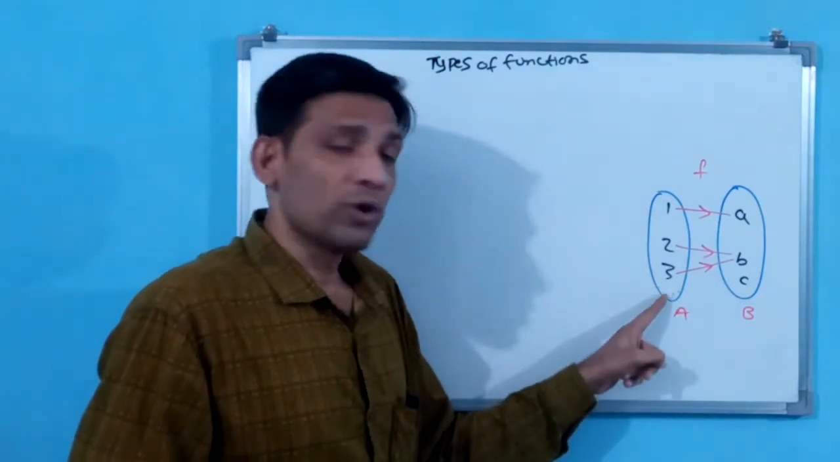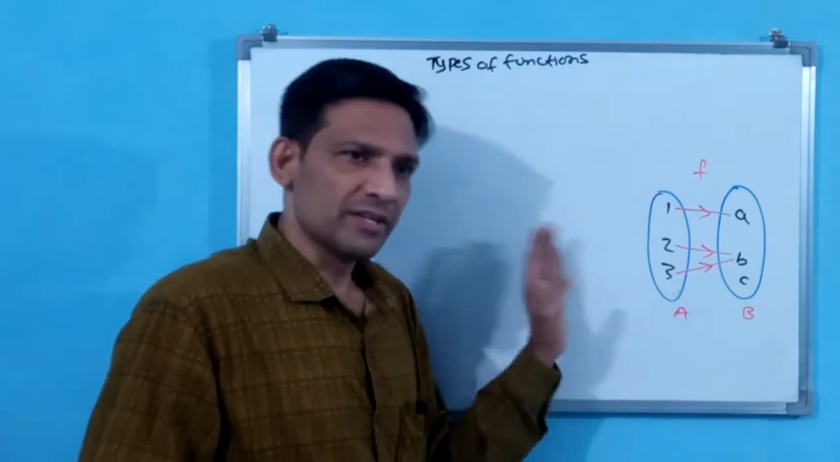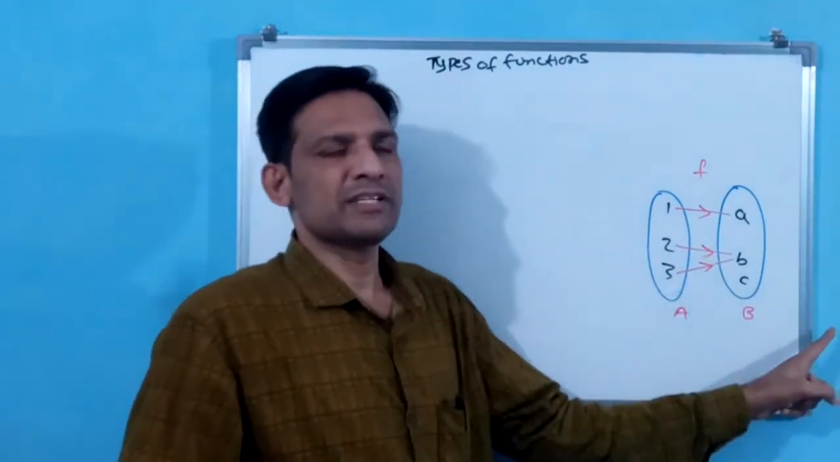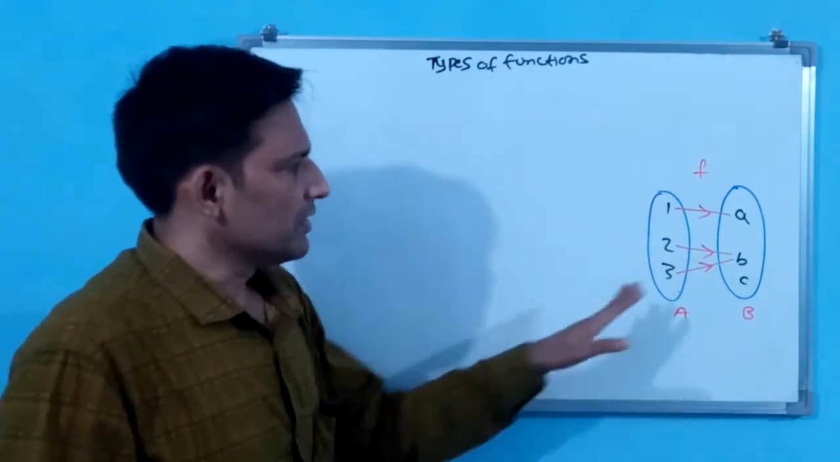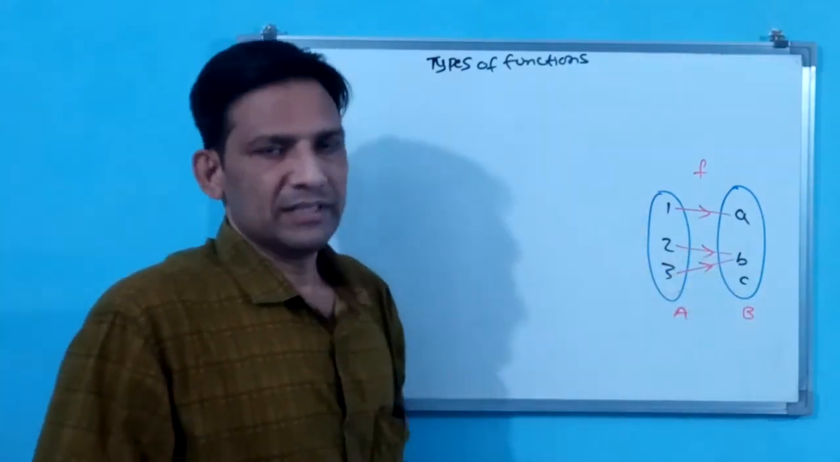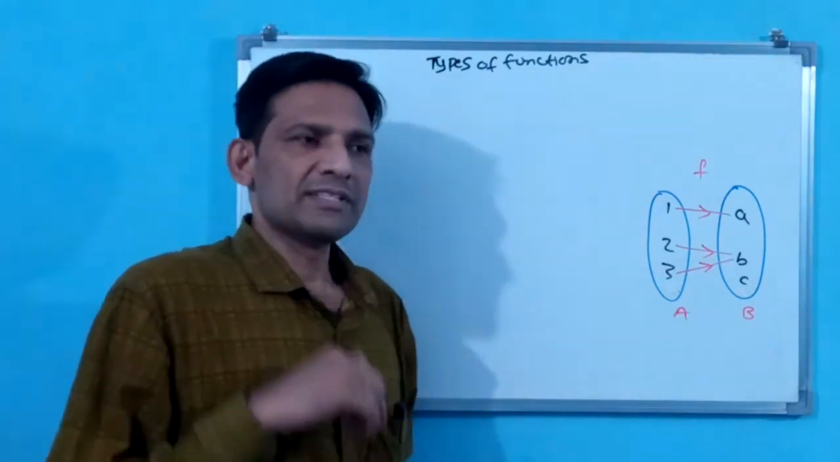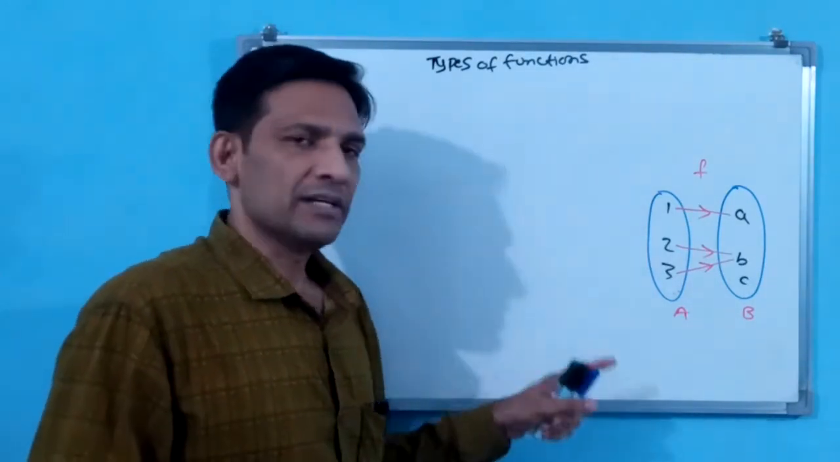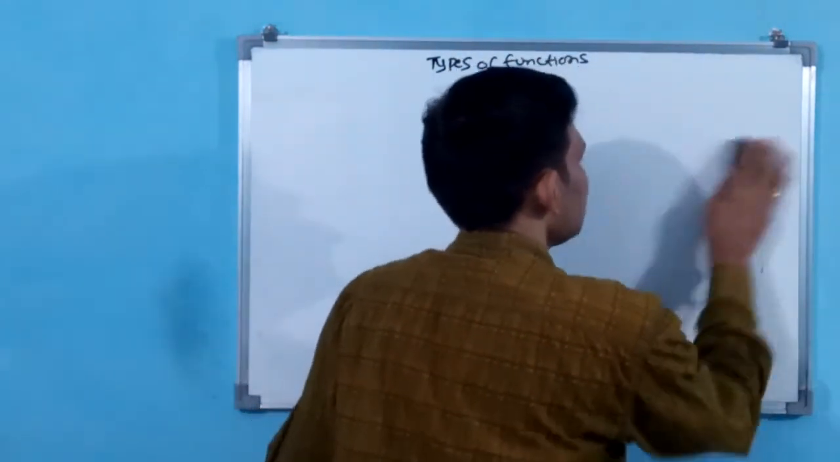But in set A, no additional element should be there; if there is any element, that should have a relation with B, or an image in B. Now this is a function. Now you understand what is the function, and what is the difference between relation and function. Now we go back to our types of functions.